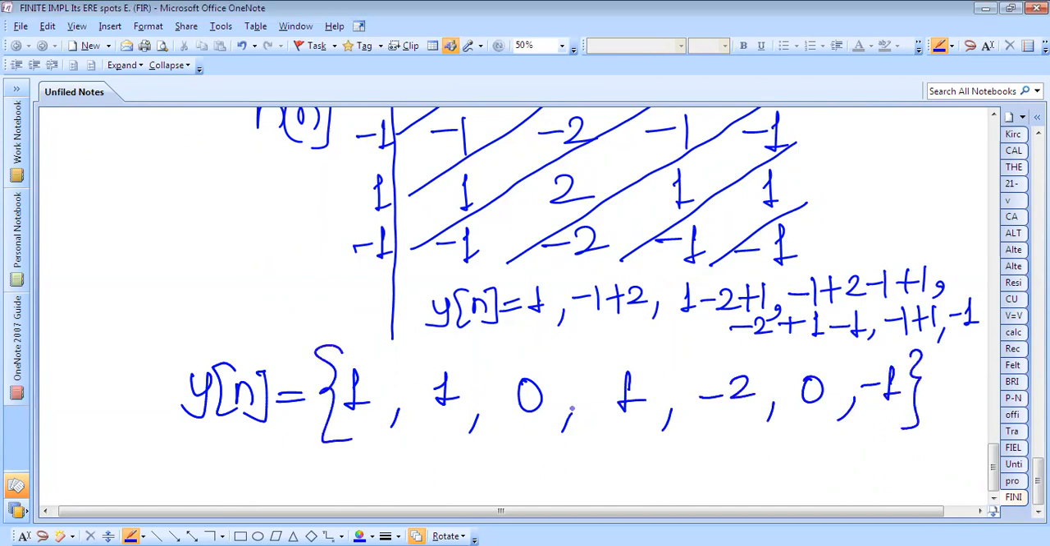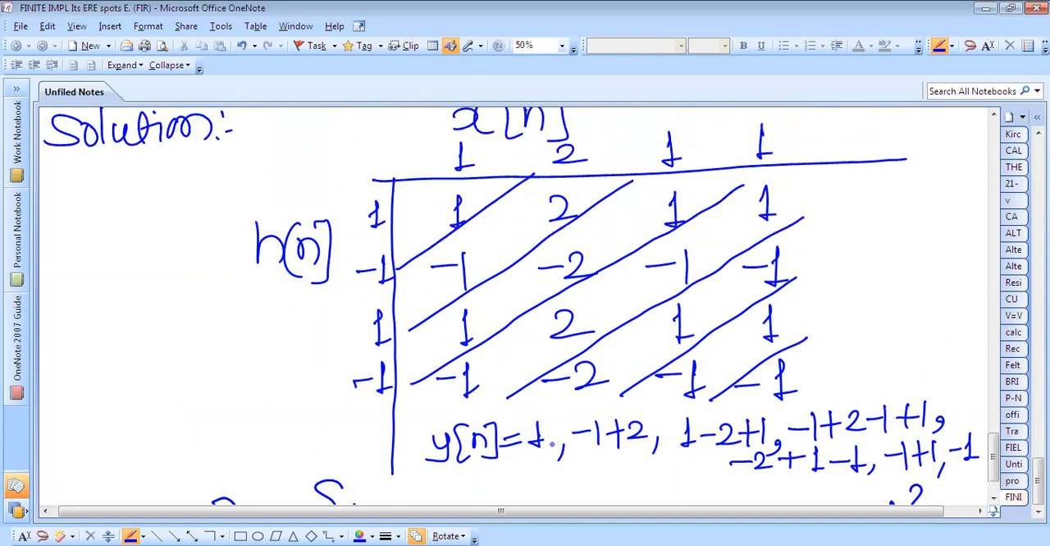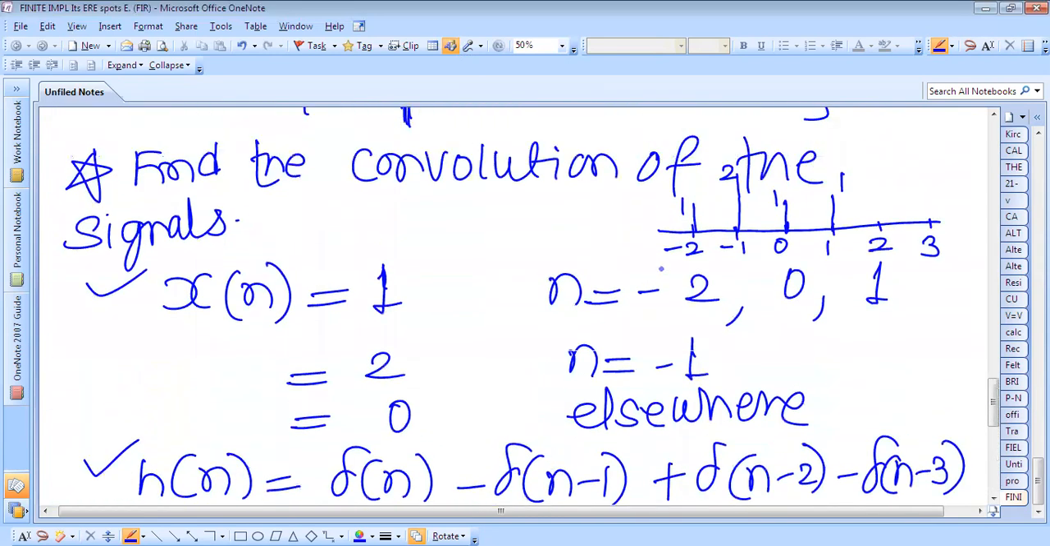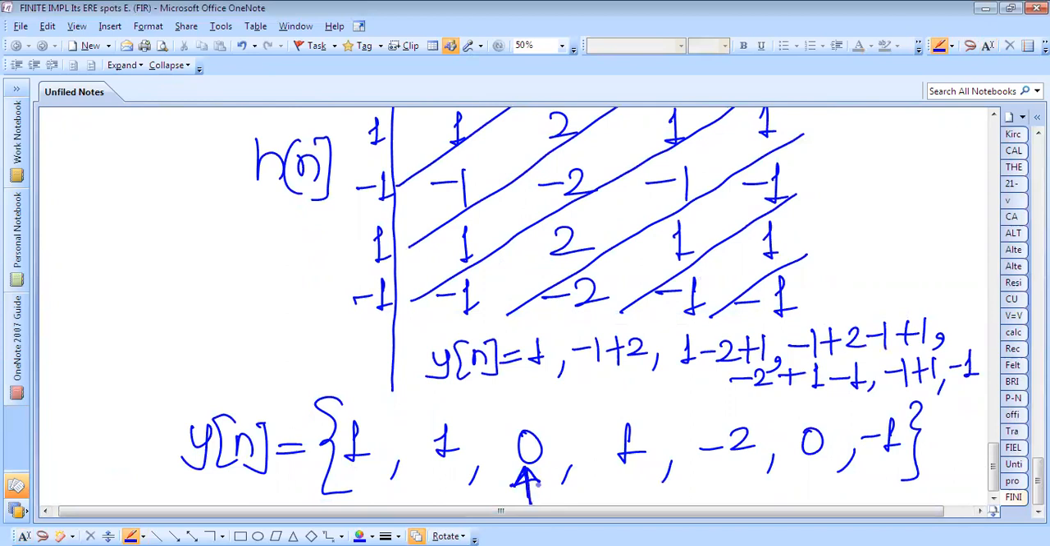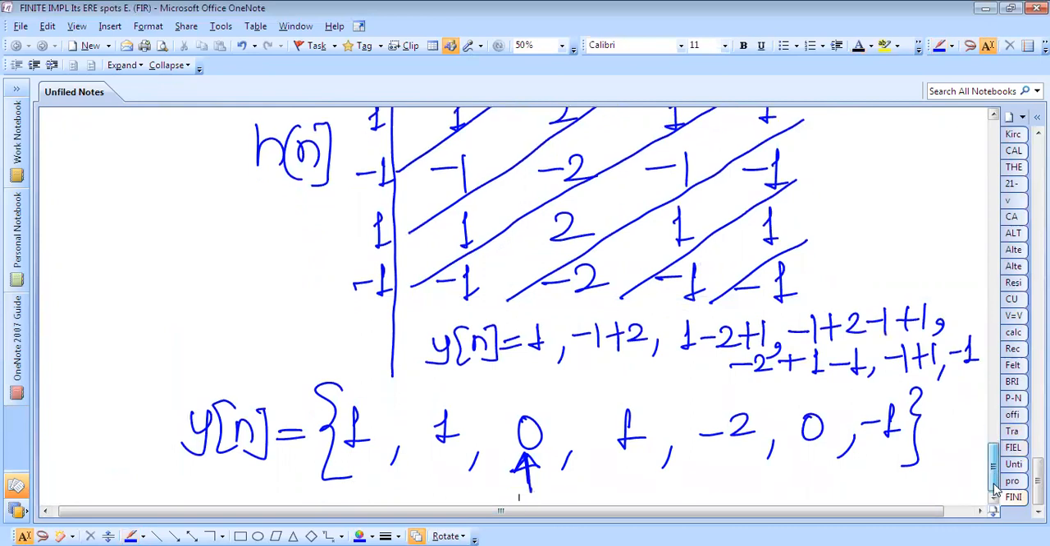So this is the output, and we need to locate n equal to 0. The input is given at n equal to 0. On the left-hand side, it is minus 1, minus 2, so 1, 2, 3, and your 0 will be here. In this way, we can find the convolution sum of two sequences.